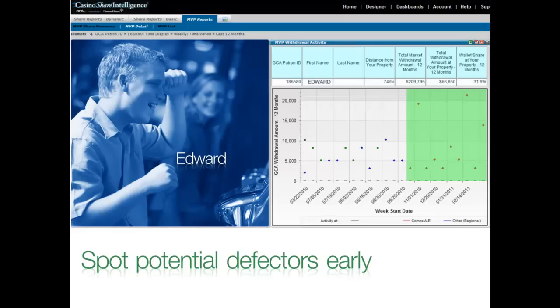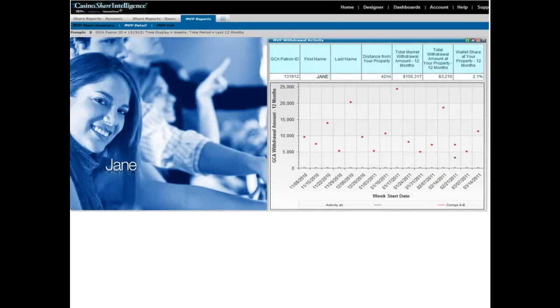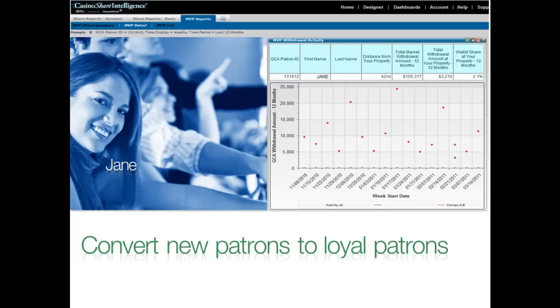On Jane's first visit, she withdrew $3,000. What level of offer would you make to her based on this one trip? With CSI, you don't have to guess. You now know Jane has potential as an MVP. Going forward, wouldn't you want to find players like Jane every month?